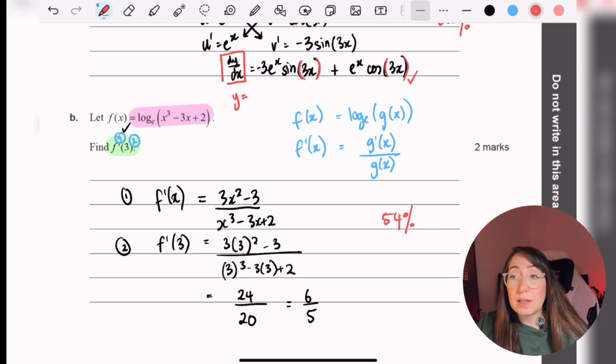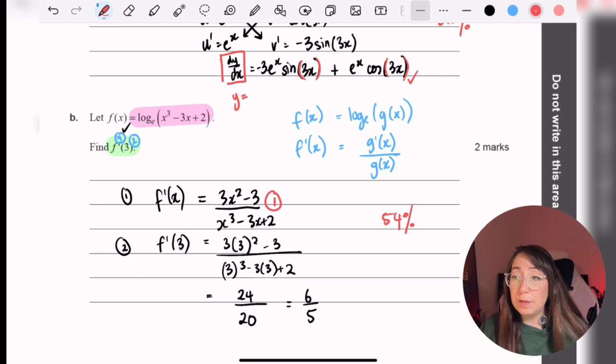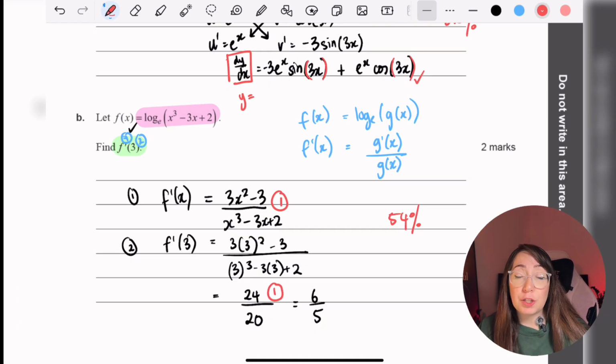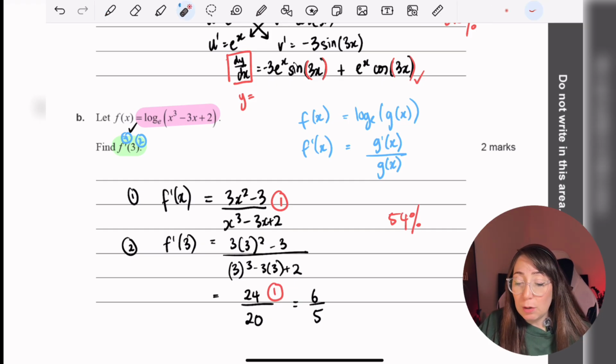In terms of where the marks were allocated, the first mark was allocated for finding the derivative, and then the second mark, surprisingly, was allocated for the unsimplified fraction. So as long as you got to the fraction, it doesn't matter if you didn't simplify it, you still got the mark. In saying that though, I always recommend that you do simplify your fractions.